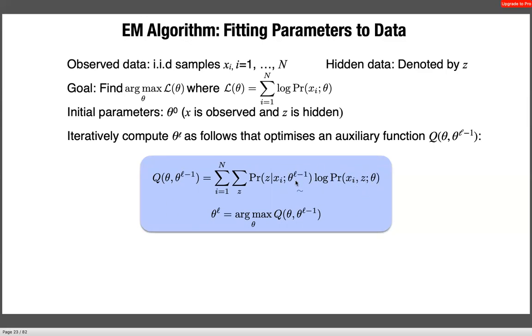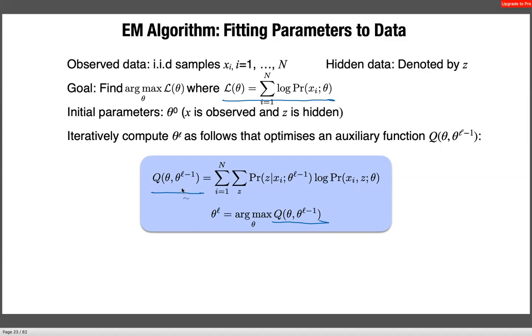And then this is scaled with this conditional probability over the hidden variables given your observed variables. So once you have this auxiliary function, then theta L is the theta which maximizes Q(theta, theta L-1). Okay, so you might be wondering, where did this auxiliary function magically come from? What I ideally want to do is optimize my log likelihood, which is this. Why am I optimizing this auxiliary function? I'll come to that in the next slide.